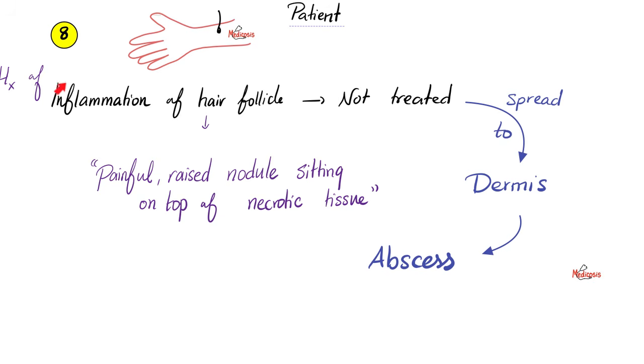Story number 8 is about inflammation of a hair follicle. It was not treated, it spread. It got worse and worse. It left the epidermis, went deep into the dermis, made an abscess, and raised the skin surface. It's a raised nodule sitting on top of necrotic tissue.